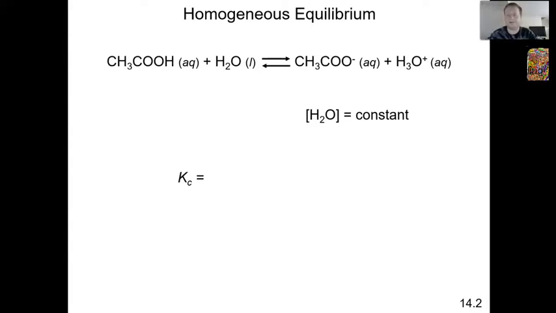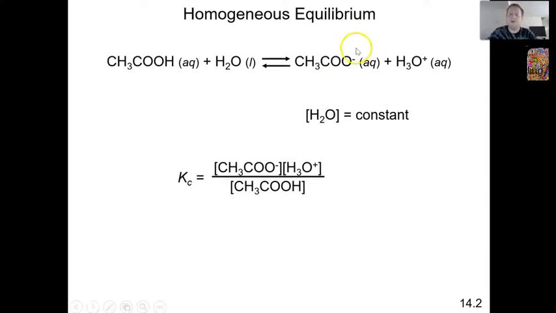So our Kc, or our equilibrium constant, right? Some constant value that our equilibrium always reaches for that particular equilibrium, is going to be products over reactants, right? So we've got our right side chemicals, this one over here, and H3O+ on the top, and then our left side chemicals, excluding that pure water, that liquid water, not included there.